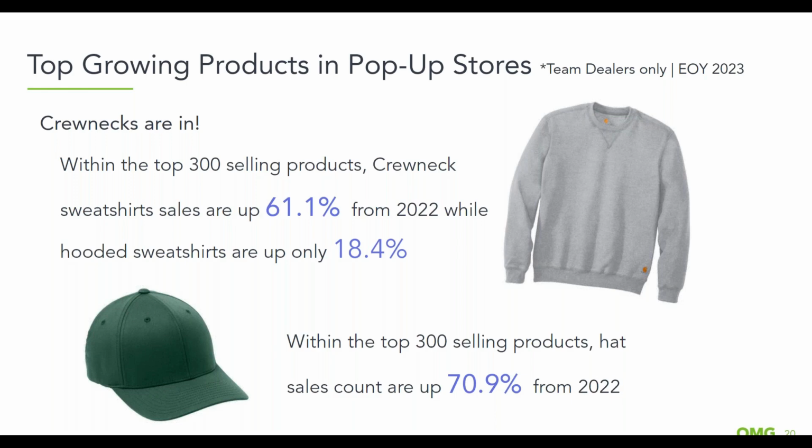And then also within the top 300 selling products, hat sales are going to be up almost 71% from 2022. So I would say, based on this information, make sure that you are adding crew neck sweatshirts and hats onto all of your school stores, spirit wear stores, team stores. Even if you're not doing schools, add them on to your holiday stores, your employee recognition stores, your uniforms for employees, all of that good stuff as well. Again, doesn't hurt to add them on there. Maybe you'll see an uptick in sales with them.